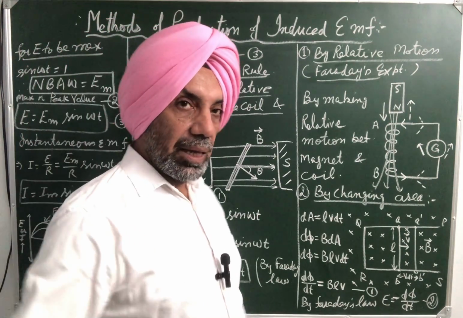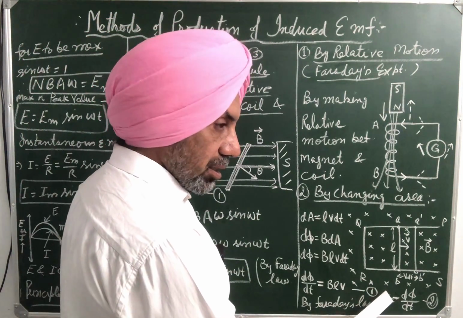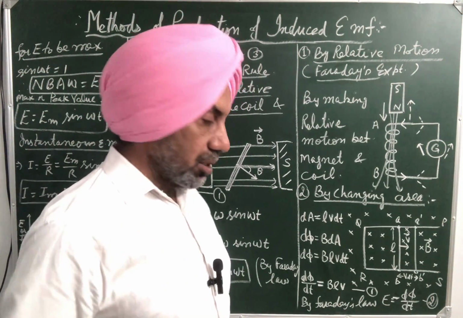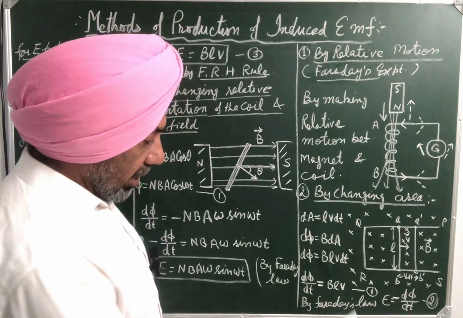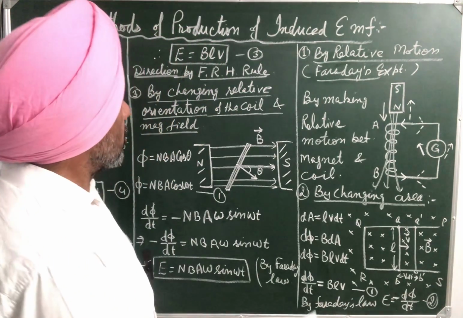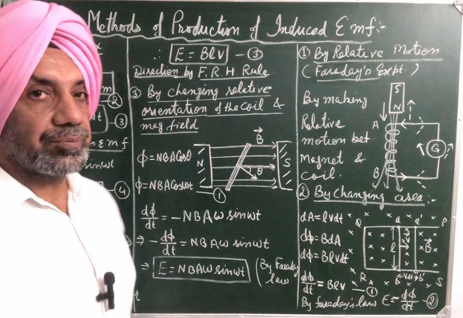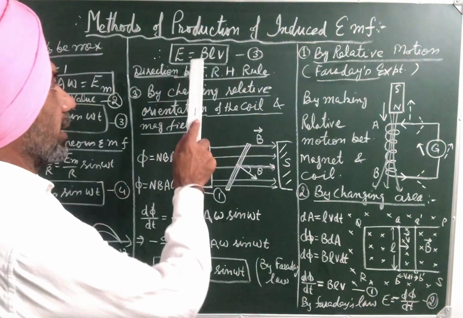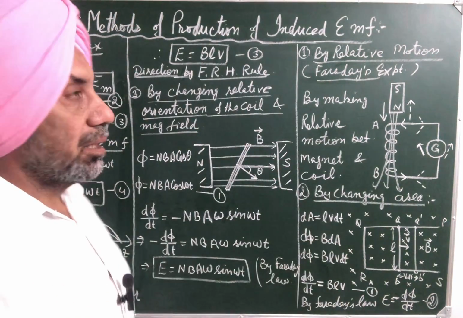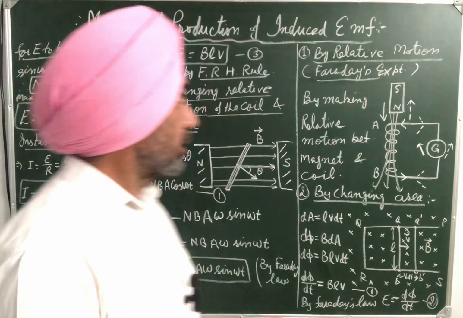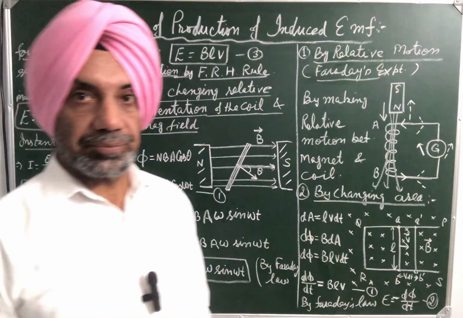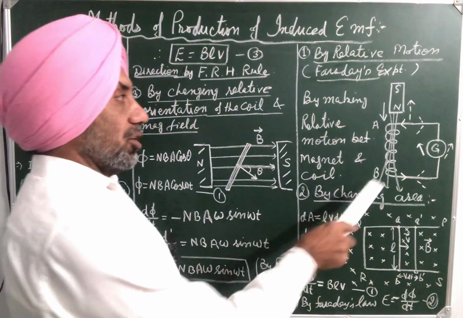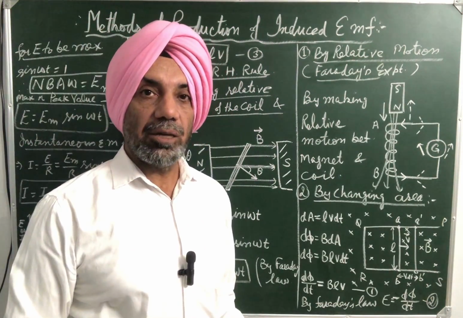By Faraday's law of EM induction, the induced EMF produced is directly proportional to the rate of change of magnetic flux, or E is equal to minus d phi by dt. Numerically, if we compare 1 and 2, we get E is equal to B L v. So the induced EMF is equal to the product of magnetic field, length of the movable wire and speed of the wire. The direction of induced EMF is given by Fleming's right hand rule.